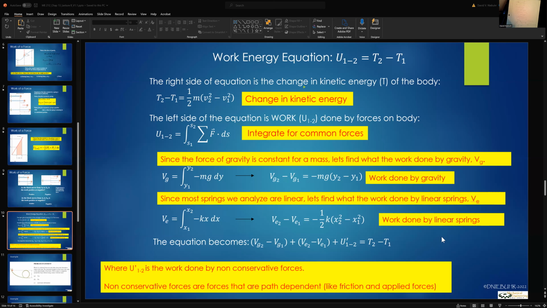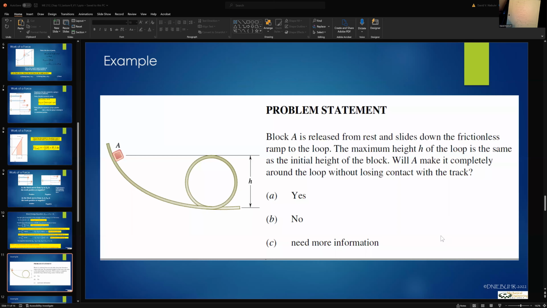All right. So here's a question. Block A is released from rest and slides down the frictionless loop. Maximum height H of the loop is the same as the initial height of the block. Will A make it completely around the loop, or will it lose contact with the track?